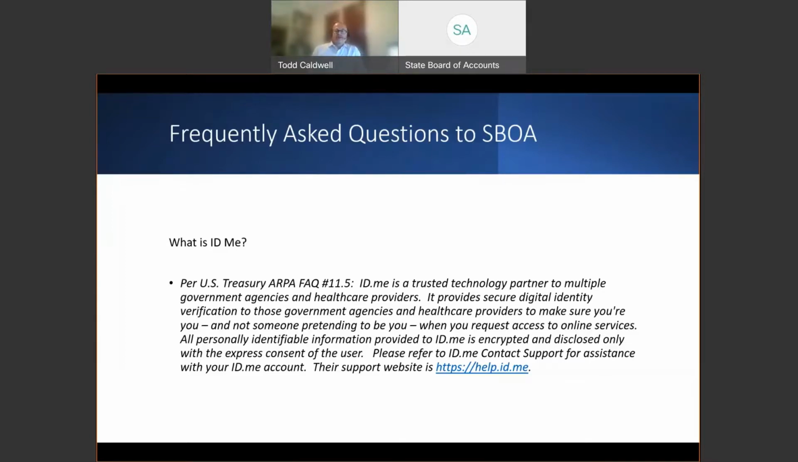So if non-entitlement units end up being required to be registered, Campbell said that AIM plans on conducting a webinar to walk their members through that process of applying and registering in ID.me.